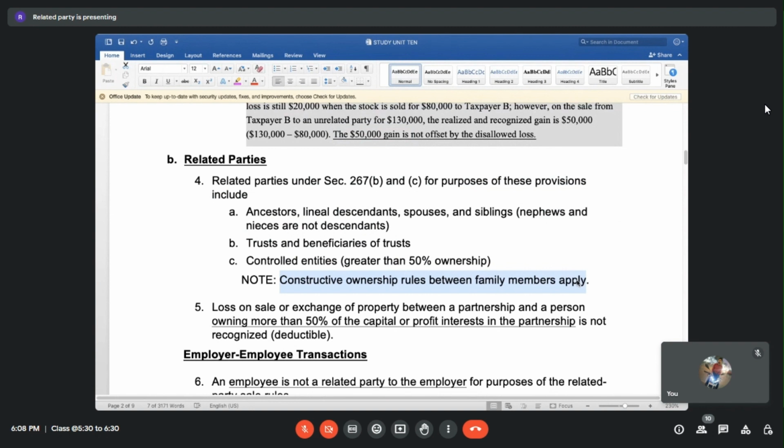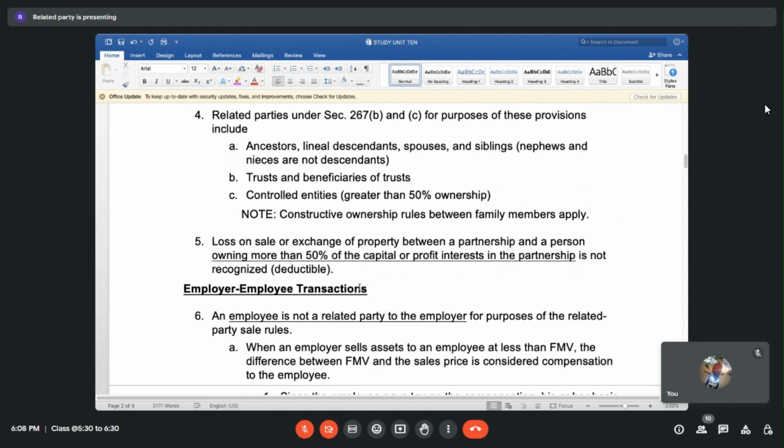But that doesn't mean we don't have to look into the constructive ownership rule. We have to see what is ultimately going on. Can they combine all these holdings and still say that okay, these people have control between the immediate family members? If yes, then it could be considered a related party.